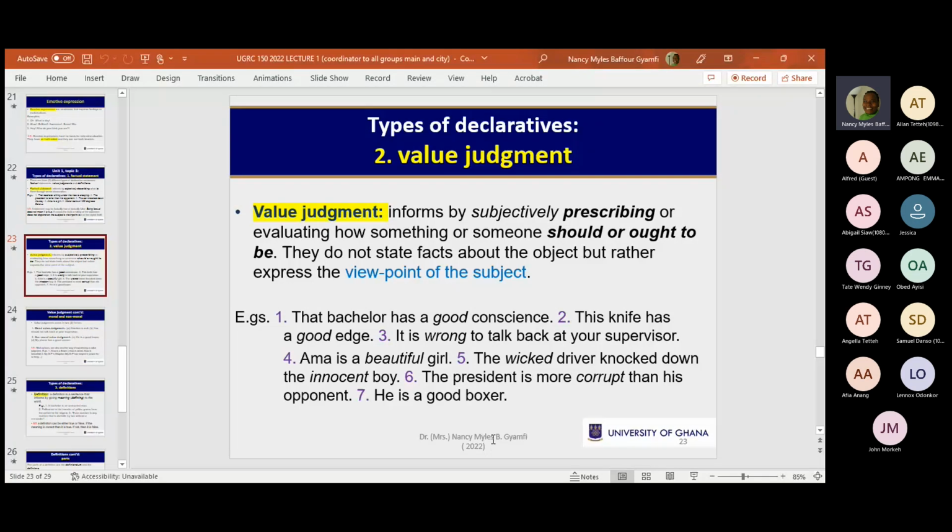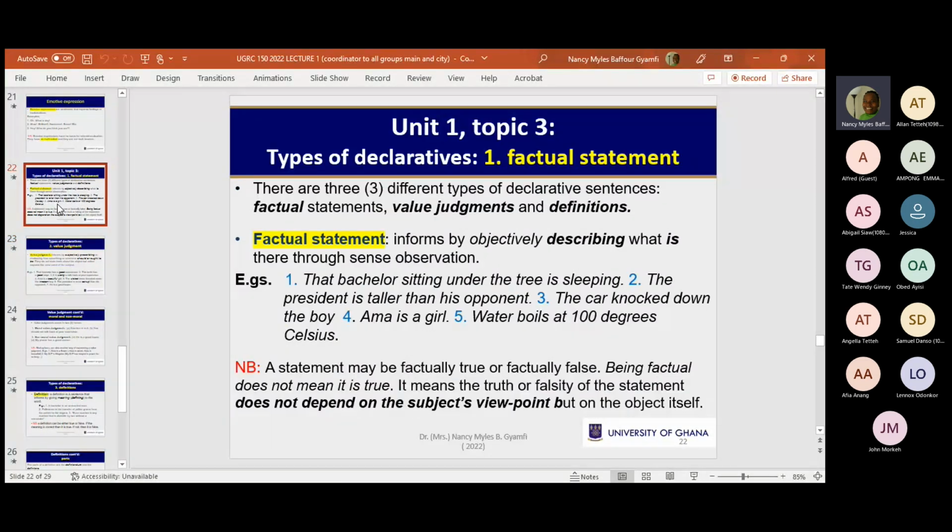So that was value judgment. See the contrast. When it was a factual statement, the person says, the car knocked down the boy. Amma is a girl. The president is taller than his opponent. These are all factual matters. If I said the current president is taller than his opponent, the former president, that would be factually false, but it's a factual statement. I don't care how we relate, the party I belong to or where I come from and all the dynamics that we have in Ghana here. This is an objective matter.